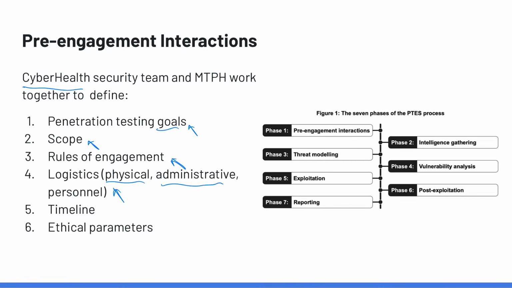Administrative. Now, the cyber health security team may need some sort of permission. They might need some kind of documents that provide them access to the system from an administrative level. And personnel. This might be giving access to certain personnel from the cyber health team to certain aspects of the hospital's network, or even just to the hospital facility itself. These all need to be considered in this initial discussion before penetration testing can take place.